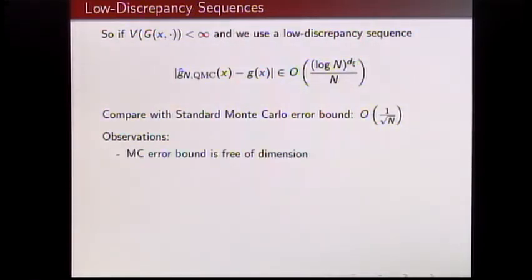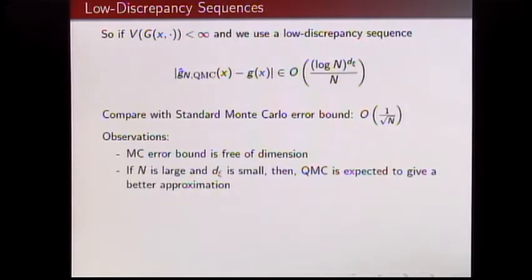Okay, so some observations. The Monte Carlo error bound is free of dimension, which is one of the nice things about Monte Carlo, and why people use it a lot. You don't have to care about dimension. You can apply it. But you can do better than this, at least asymptotically. Again, as I said, when n is large and dimension d is small, QMC is better.